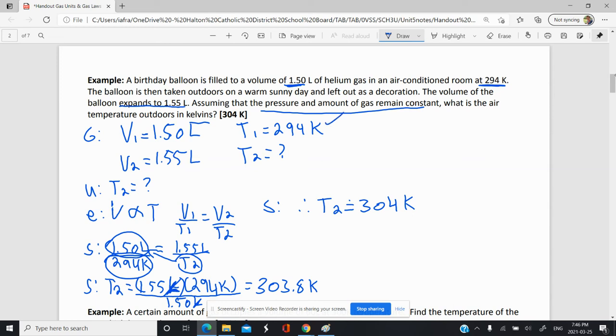At the lower temperature, we had a volume of 1.50 liters. When we put it outside, the volume went up, so the gas particles took up more space. If volume went up, that's because temperature went up, right? Remember that they're proportional to each other. So our volume went up, which means our temperature outside was higher than the temperature inside. And so this is the air temperature outside, which led to that increase in volume.